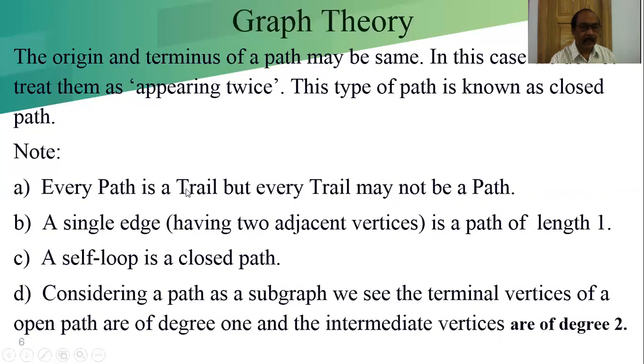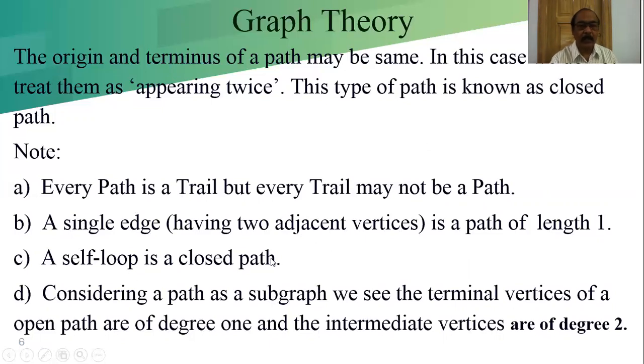That is the extra condition in the path compared to the trail. That's why every path is a trail, and a trail is not necessarily a path. A single edge having two adjacent vertices is a path of length 1. In a single edge having two adjacent vertices, they may be the same vertex or different vertices. Then what is the length of the path? The length of the path is 1.